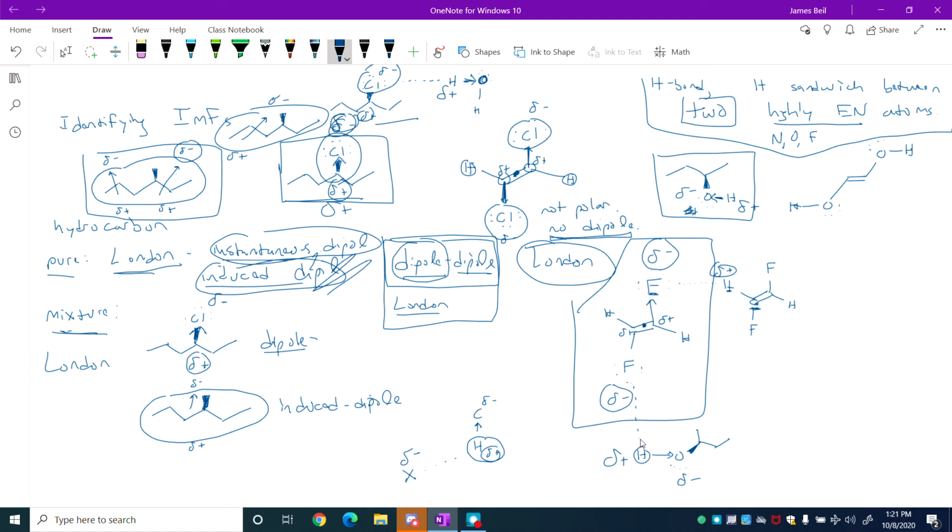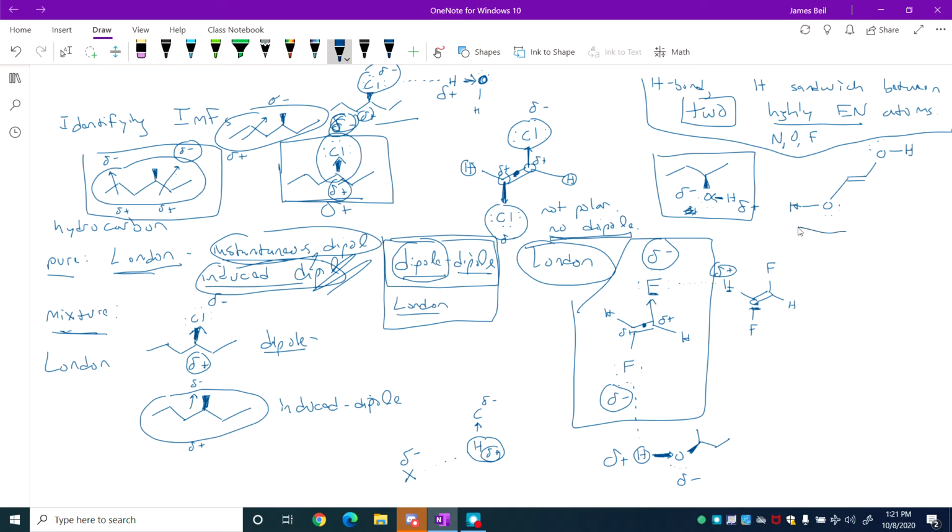That's the hydrogen bond. I just want to re-emphasize that. Students often make the mistake. The hydrogen bond is not the covalent bond. It's the intermolecular attraction between two opposite partial charges on different molecules.